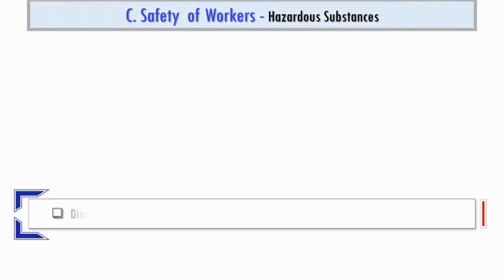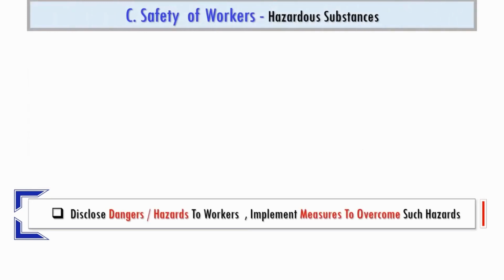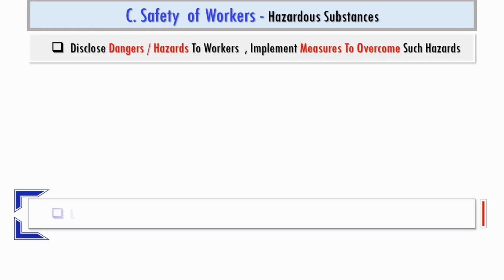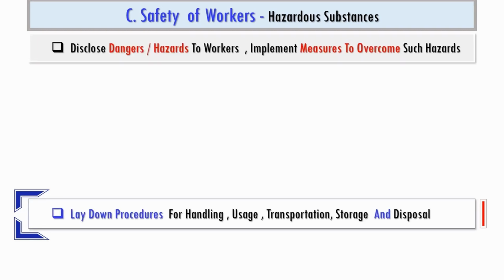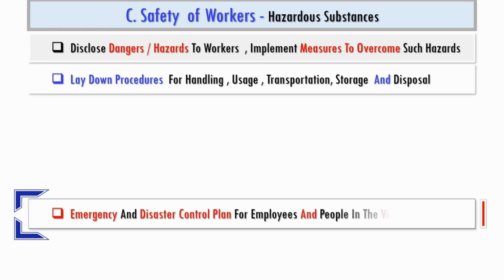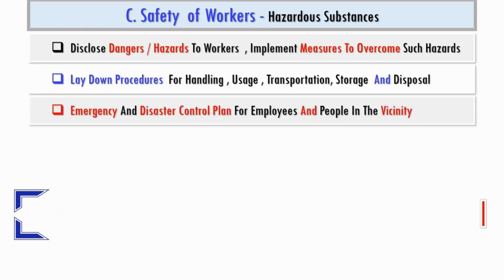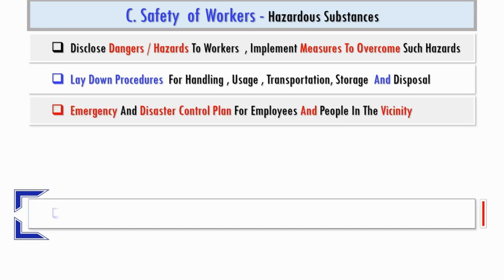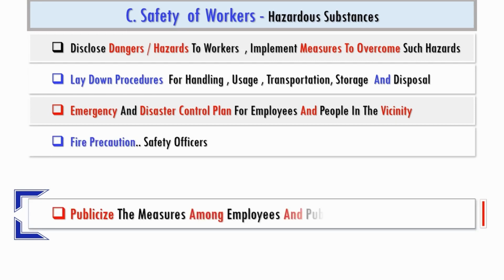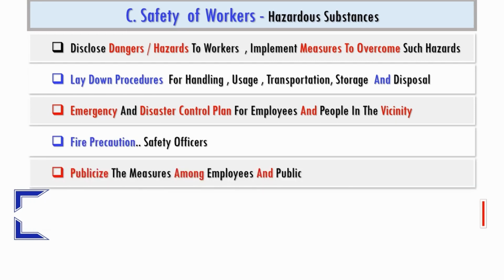As regards obligations of the occupier on hazardous substances: disclose dangers and hazards to workers and implement measures to overcome such hazards. Lay down procedures for handling, usage, storage and disposal of such substances. Have an emergency and disaster control plan for employees and people in the vicinity. Have fire precaution systems and proper safety officers, and above all, publicize the measures among employees and the public.